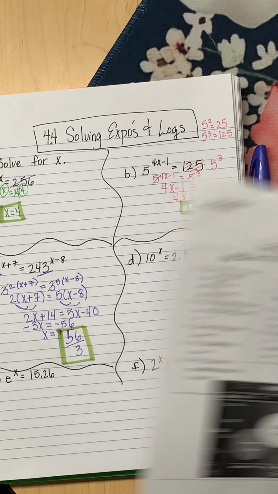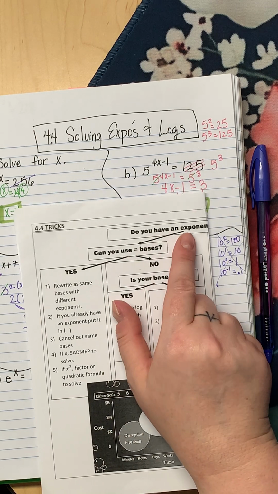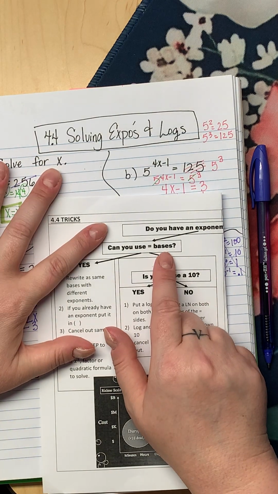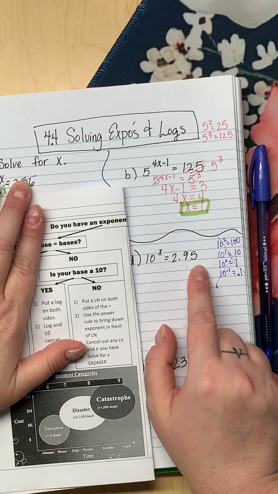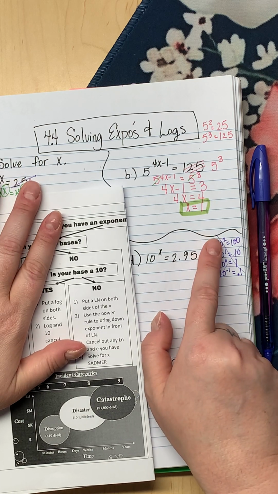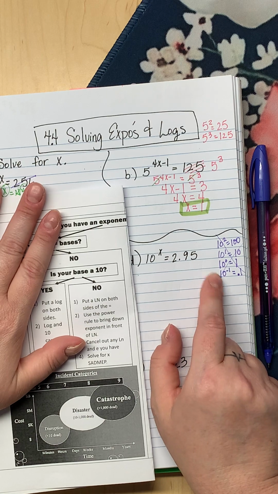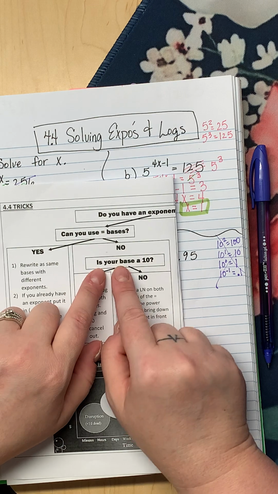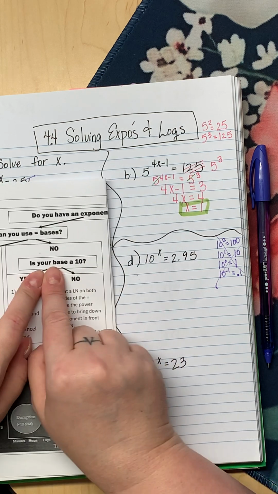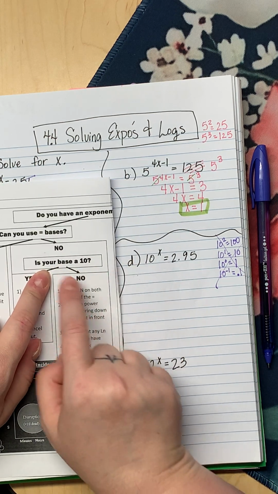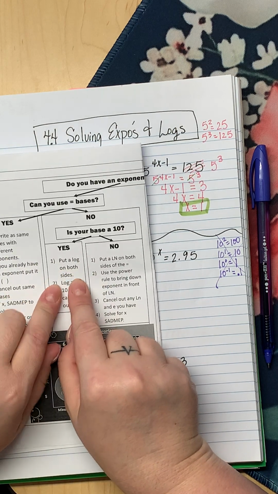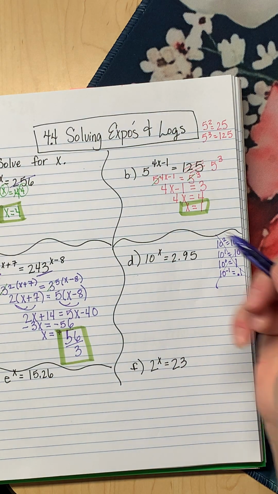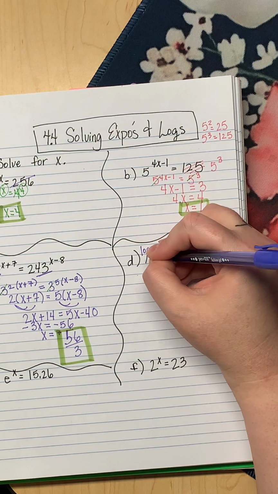So let's go back to our tricks. It says, do you have an exponent? Yes, I do. It's that x. Can you use equal bases? No, because this 2.95 cannot be written as 10 to some exponent. So, no, I do not have equal bases. Is your base a 10? Yeah, it is. That's a big fat 10. So yes, so it says put a log on both sides, log and the 10 cancel out. Okay. So we're going to put a log on both sides, log, log.